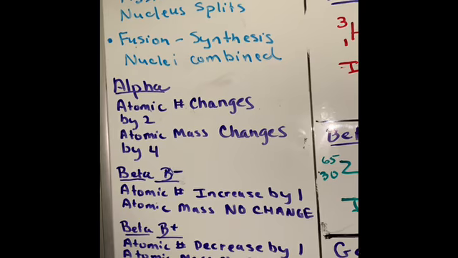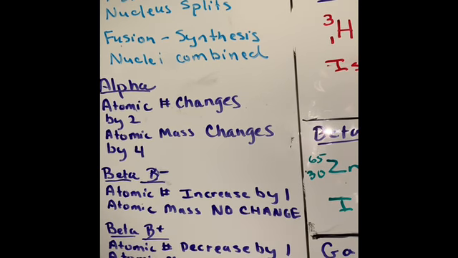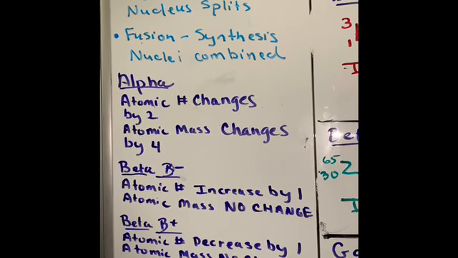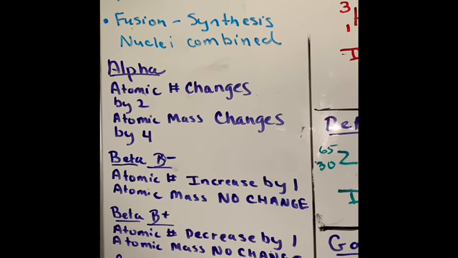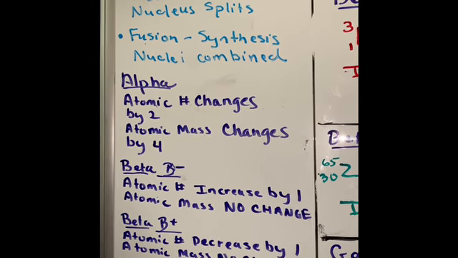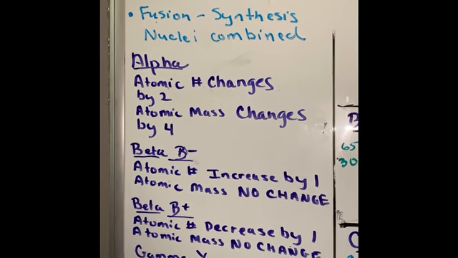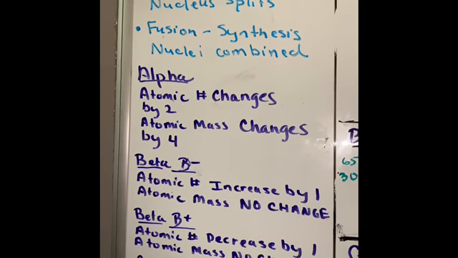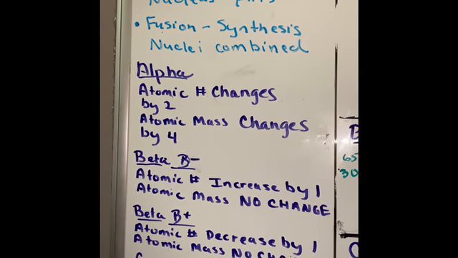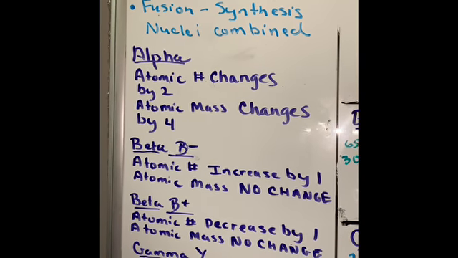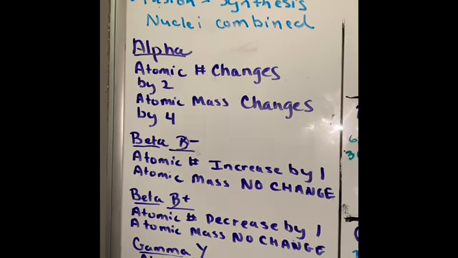And so for beta, a beta negative reaction or decay is when the atomic number increases by 1 and the atomic mass will stay the same. And if you are in a beta positive decay or beta positive reaction, the atomic number decreases by 1 while the atomic mass will remain the same. And so in a gamma, which is the fourth one, which is probably the easiest one to remember, the atomic number will not change.